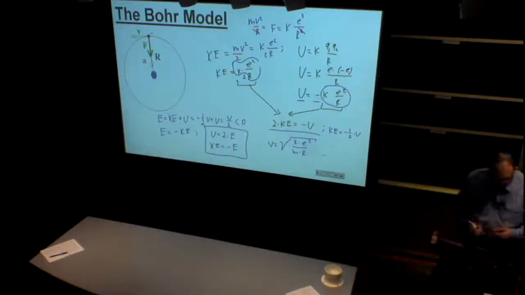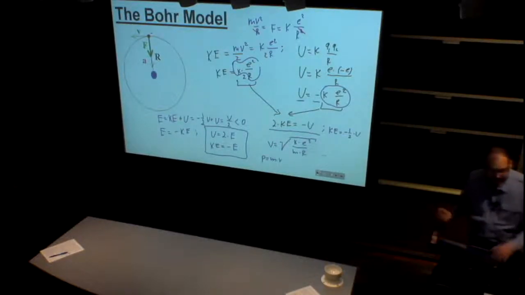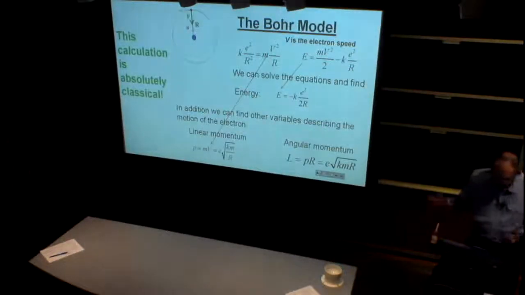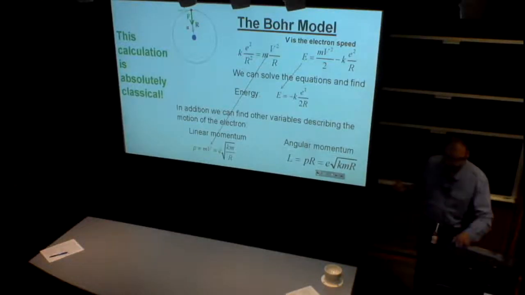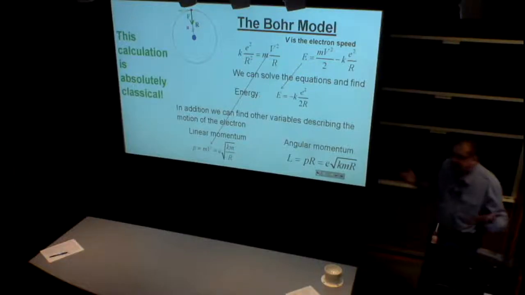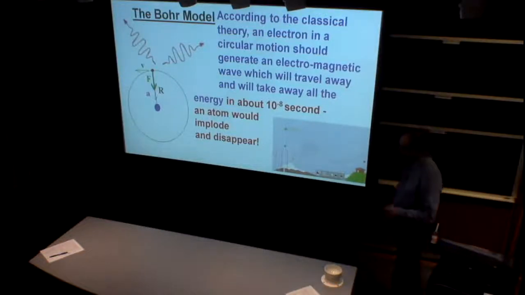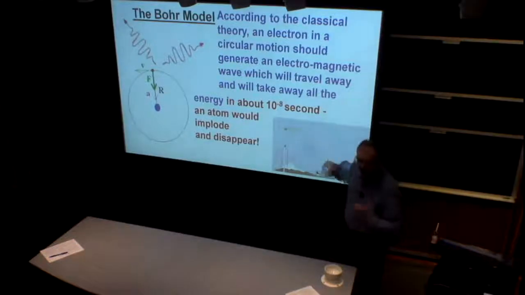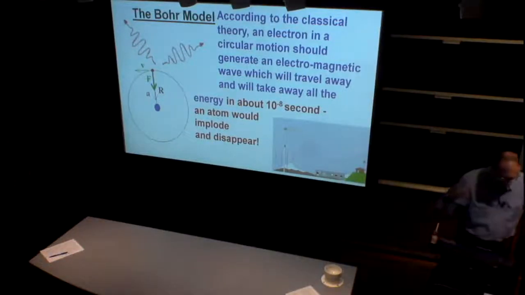Linear momentum, what is a linear momentum? P, that's mass times speed. So anything we want to. But again, the problem is that in this theory, an atom couldn't exist longer than a fraction of a second, because that spinning electron would lose energy in the form of an electromagnetic wave, falling down on the nucleus, exploding.